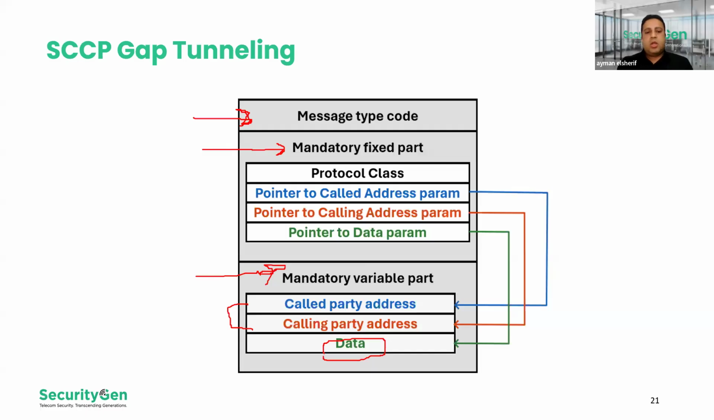So for an SCCP decoder to understand this message, the fixed part is simple, mainly because each parameter has a defined length, so it can read them sequentially. But for the variable part, it needs a way to know the length and the start of each parameter. This is done through special pointers added to the fixed part. As you can see, there are 3 pointers, and each pointer points to the start of a variable length parameter. We have a pointer for the called party address, calling party address, and data.